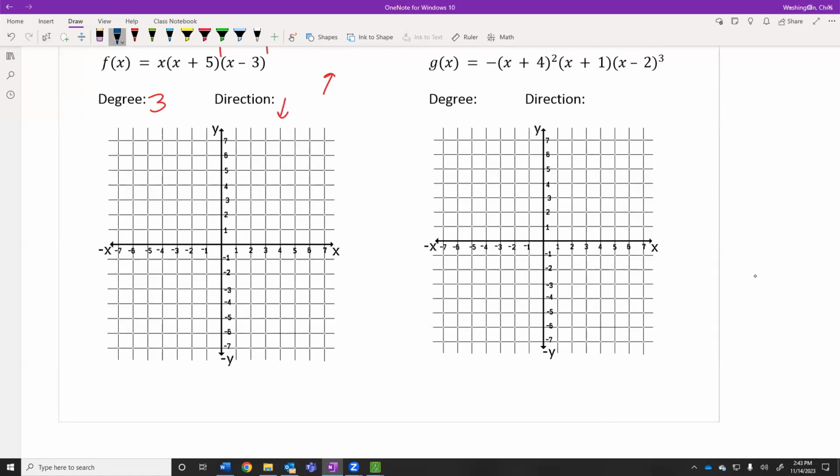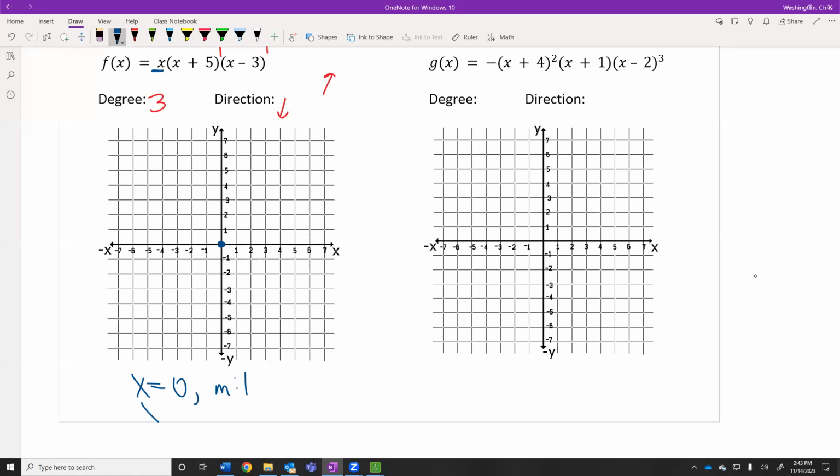So if we look at just the x, that's going to be x equals 0. And x equals 0 is going to have a multiplicity of 1. How do I know it's a multiplicity of 1? Because it's x to the first power. What if it was x squared? Multiplicity of 2. X to the third, multiplicity of 3. And we can go ahead and put that on the graph. So let's put x equals 0 on our graph.